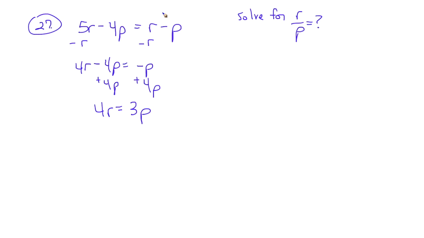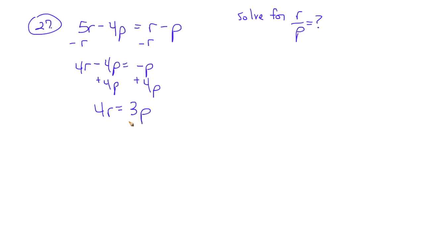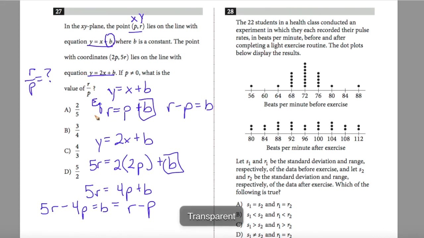What I'm trying to solve for is r over p. So I'm going to divide both sides by p, because I want to get r over p, and cross those out. Now I have 4r over p equals 3. Now I want to divide both sides by 4 so that I can cancel out, and what I end up getting is that r over p is going to equal 3/4. If I go back to my possible answer choices, I should see 3/4, and it is there. So 27 will be B.